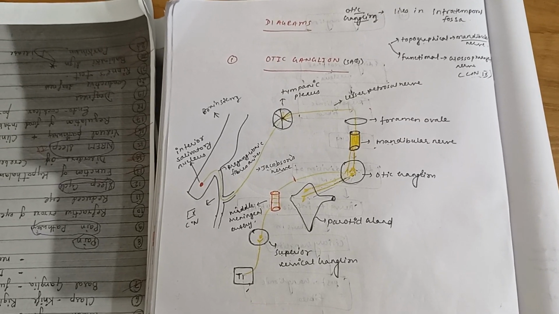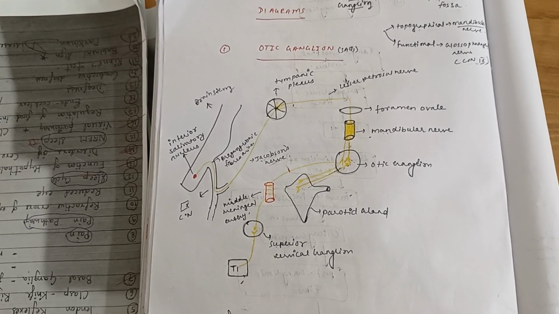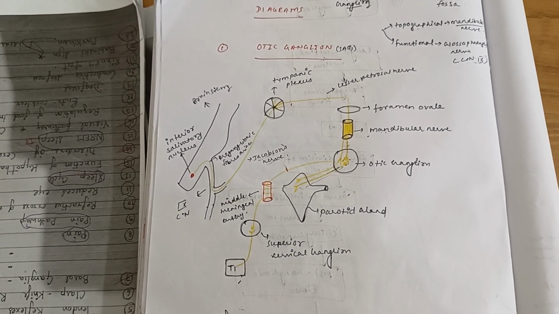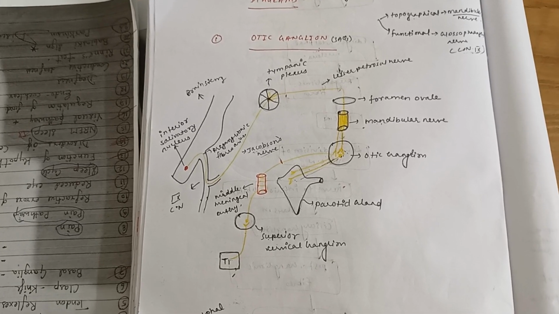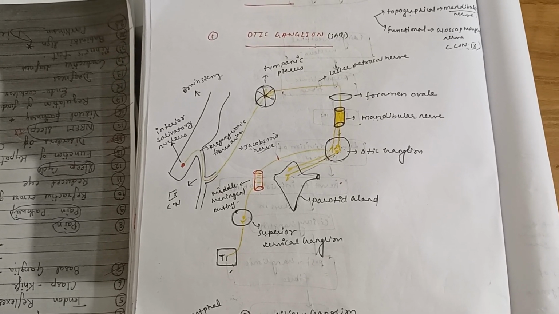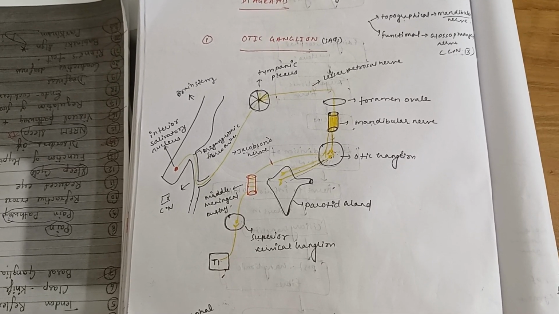Today we will study Otic Ganglion, and it is a very important SAQ question, short answer question in head and neck topic, usually asked in university exams. So Otic Ganglion, what is the function of Otic Ganglion? Otic Ganglion supplies the parotid gland. It gives secretomotor supply to parotid gland.